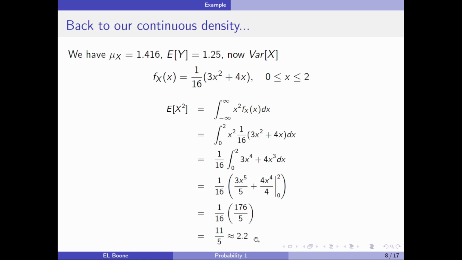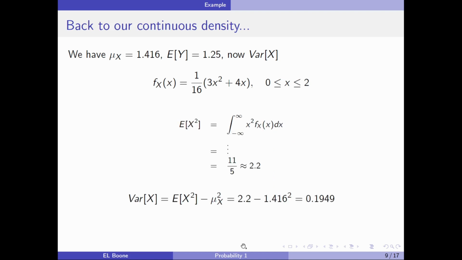And I know you're like, okay, we're done. Well, you're not done. Here we have to use our shortcut formula. We just calculated the first piece. We've already calculated the mean from before, so it's 2.2 minus 1.416 squared, which is approximately 0.1949.